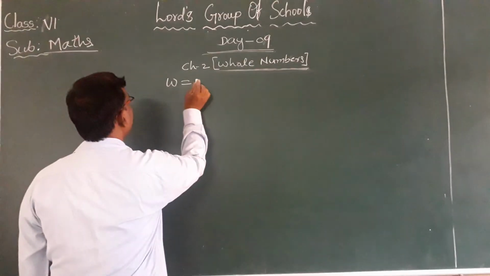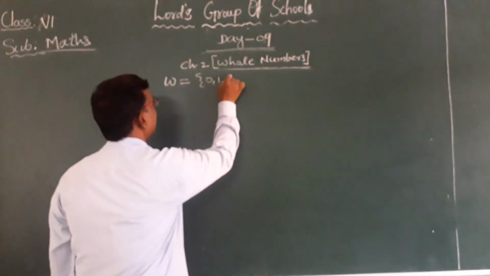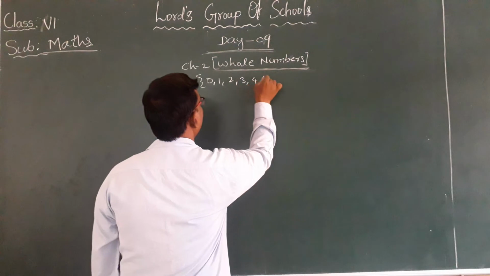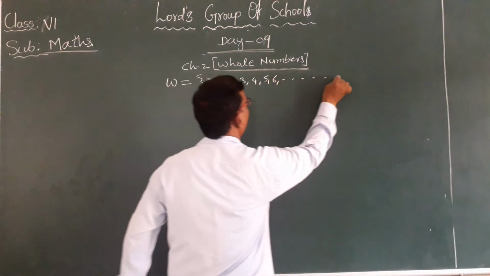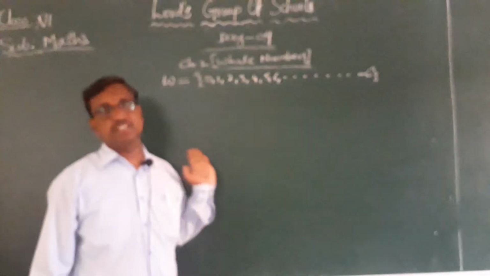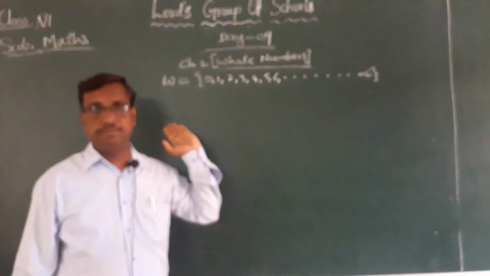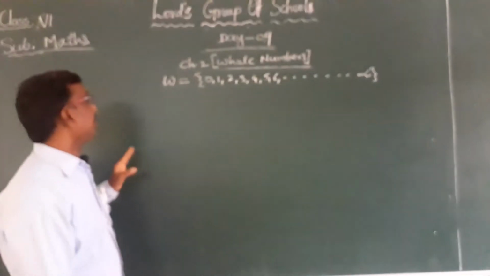As we know, whole numbers are represented by W, and they are 0, 1, 2, 3, 4, 5, 6 and so on. You cannot write the last one, or you cannot name the greatest. The smallest whole number is 0; the greatest whole number we cannot find. That's all. Now, let us learn the properties of whole numbers.